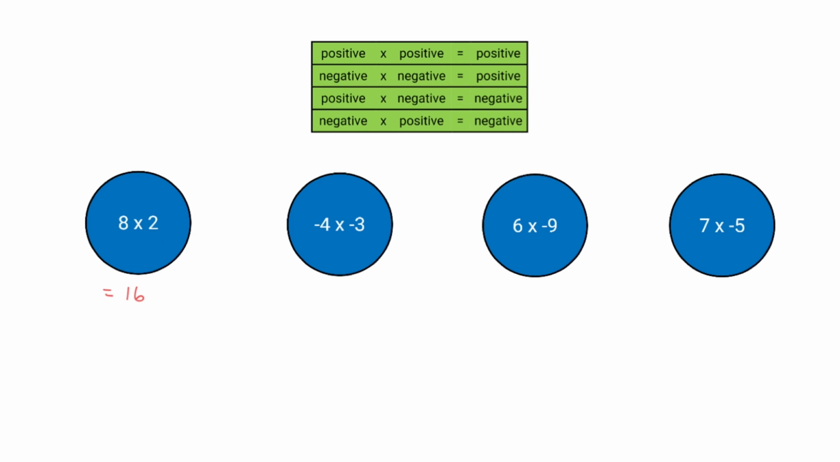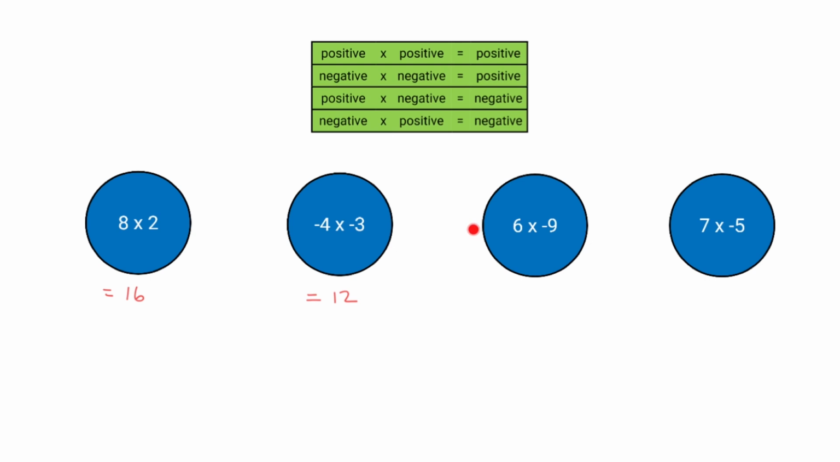Let's look at this next one. Minus 4 times minus 3. First, step 1, we multiply as normal. So 4 times 3 is 12. Now let's look. We've got a negative and a negative. Remember, any two of the same. If I've got two positives or two negatives, my answer is always positive. You can see I've got two negatives here. So my answer has to be a positive.